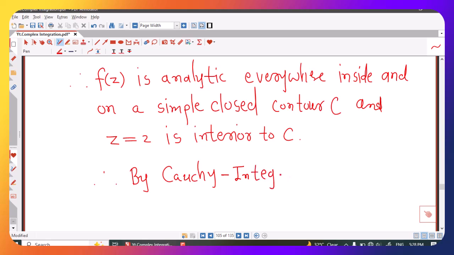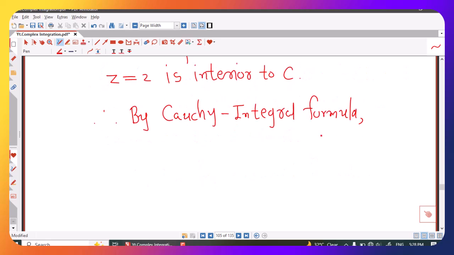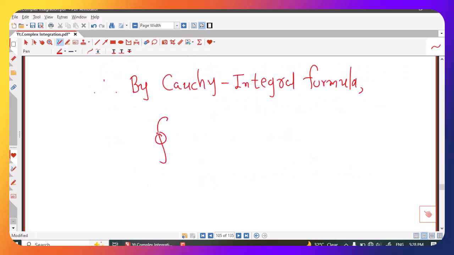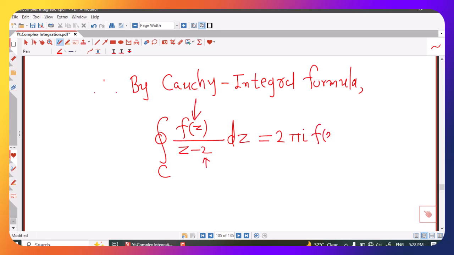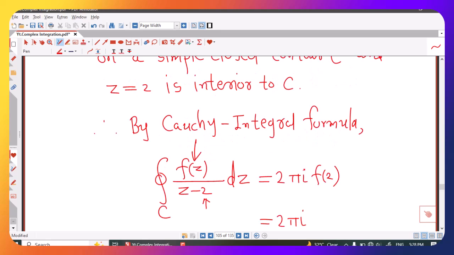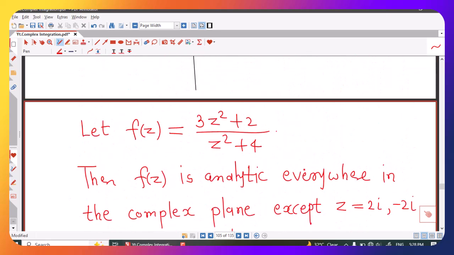by Cauchy integral formula, we will have integral of f of z divided by z minus 2 along given simple closed contour. This is equal to 2 pi i times value of f of z at that point which is interior to given simple closed contour. Now we put value of z equal to 2 in f of z to obtain f of 2.